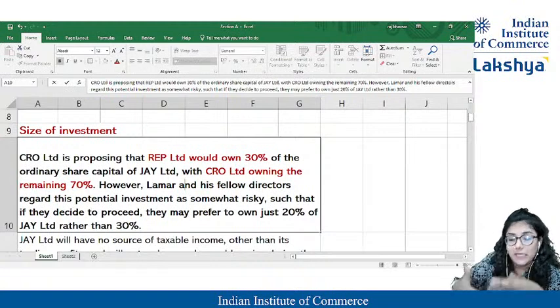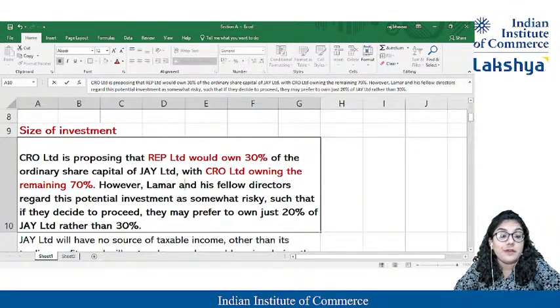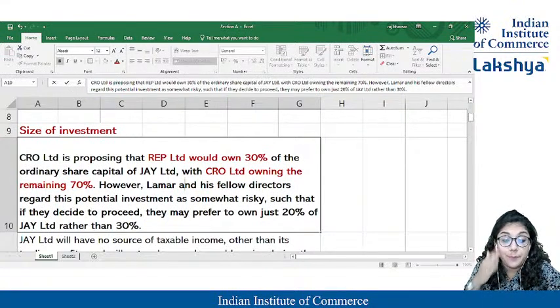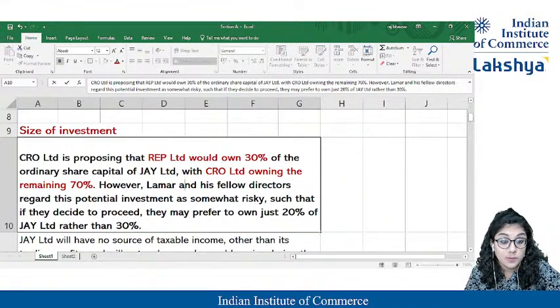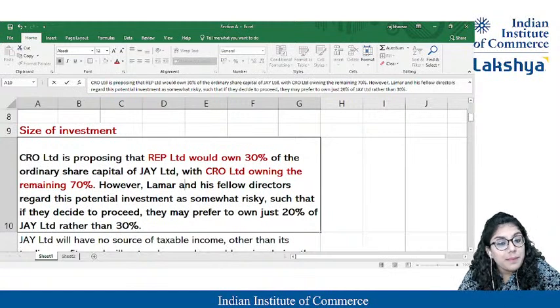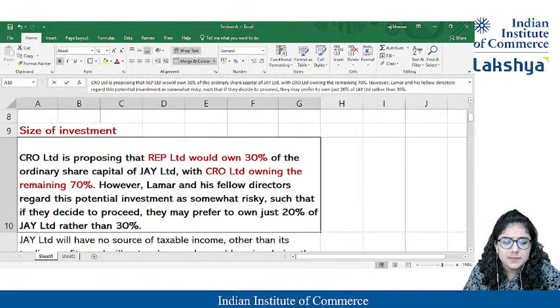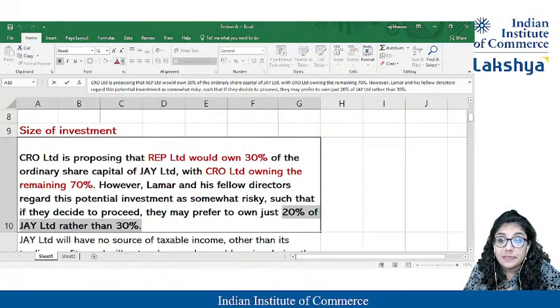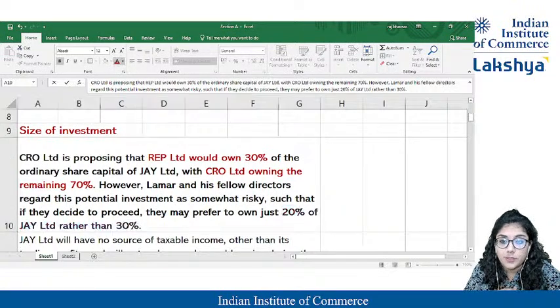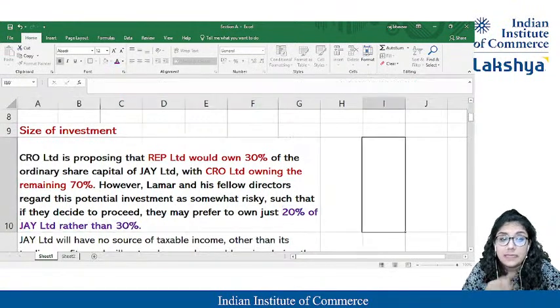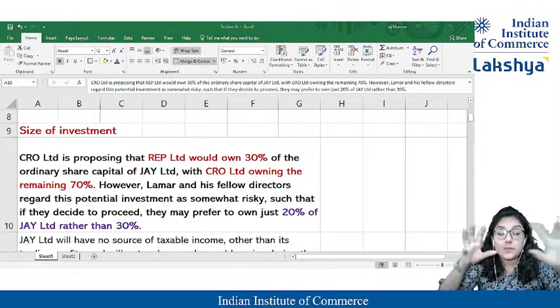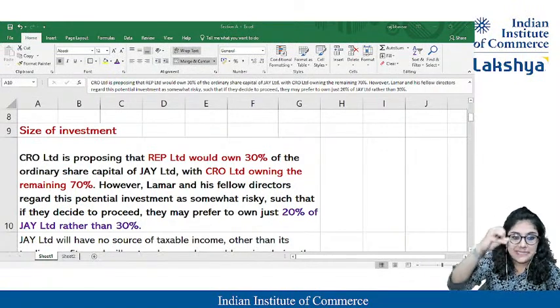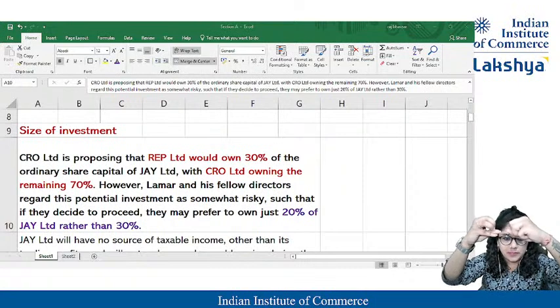So initially, Lammer and the other fellow directors regard their potential investment as somewhat risky, such that if they decide to proceed, they may prefer just 20%, not 30%. That means what, guys? Get a super hint here. Initially, I will make it purple color, it was understood that CRO will hold 70% and REP will hold 30%.